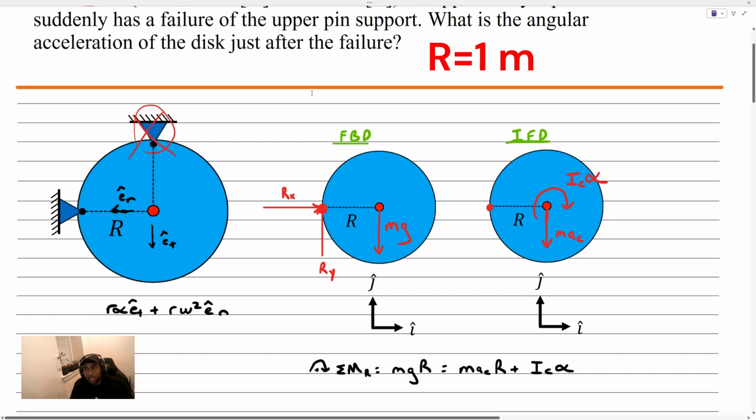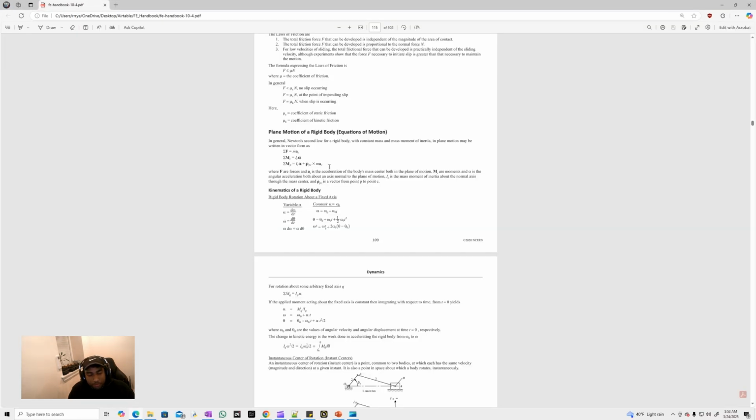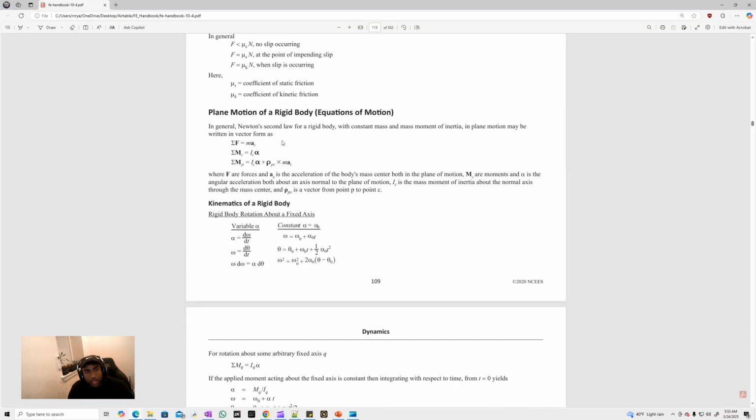Let me show you where exactly that is on the FE reference manual. That's something that I would memorize for sure. Okay, firstly, if we look here, we have plane motion of a rigid body. This makes sense, right? We're looking for accelerations. We have forces. We're going to be using equations of motions relating to a rigid body or thin disk. And essentially, we're using this second equation right here.